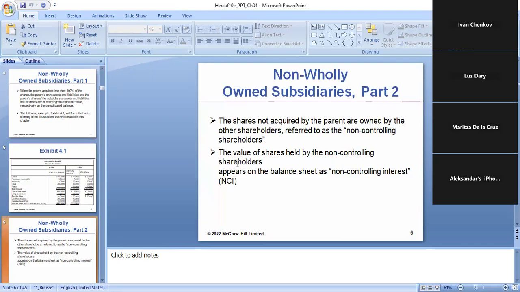So now let's see the shares. The shares not acquired by the parent means that they're owned by somebody else. If the parent only buys a certain percentage of the shares, that means the rest is owned by somebody else. That's called non-controlling interest, because we cannot control that one. Those are related to the non-controlling shareholders, and it has to appear on our balance sheet as a non-controlling interest.